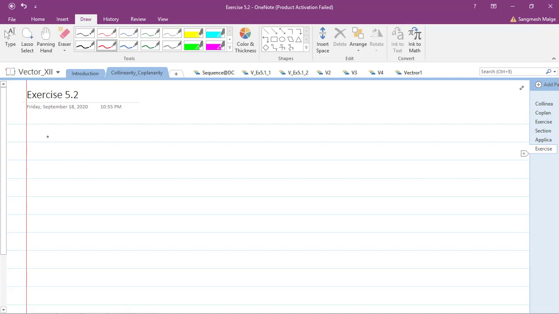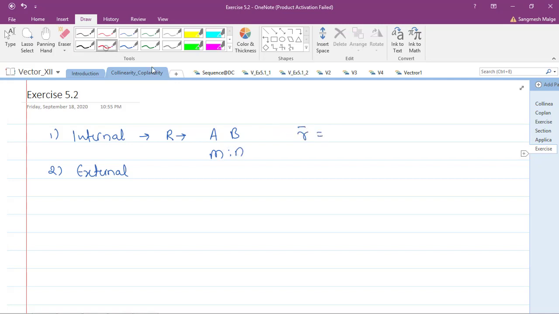So section formula दो types के हैं. One is internal section and another is external section. Okay, so internal section means what? Suppose there is a point R which divides this segment AB in the ratio m is to n. Then how to write r bar is equals to what? See, it's very simple. You can take this as a trick.